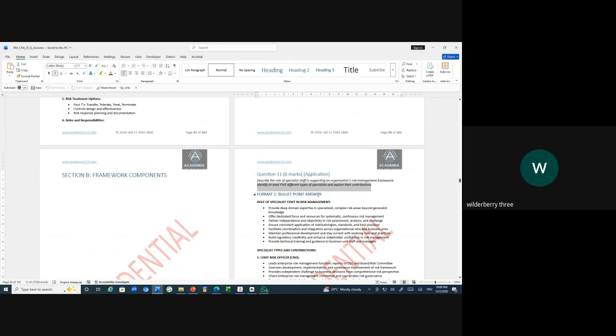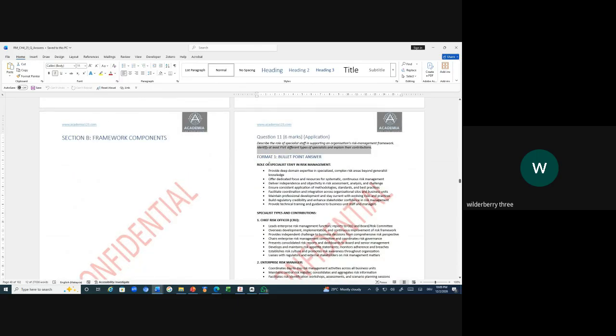Then you can say, what is the role, in bullet point form? What is the role of a specialist staff in risk management? What shall they do? They provide deep expertise. They focus on resources for systematic continuous risk management. They deliver independence and objectivity. Just a few points that you have here. They facilitate coordination. That's in general the role of a specialist.